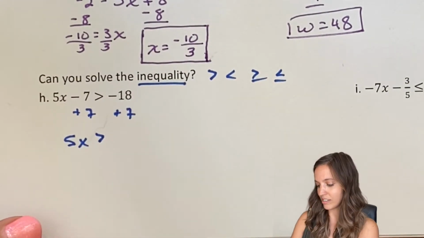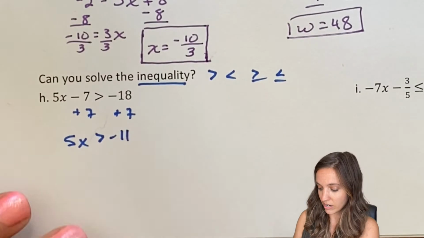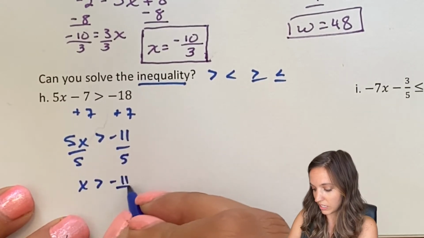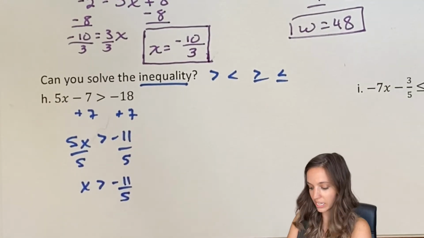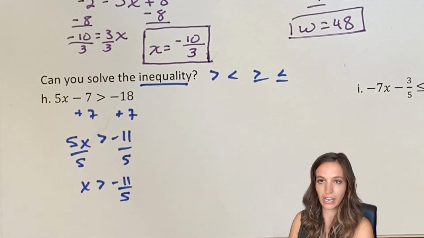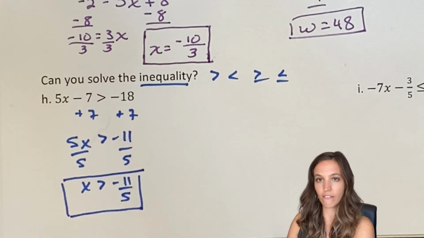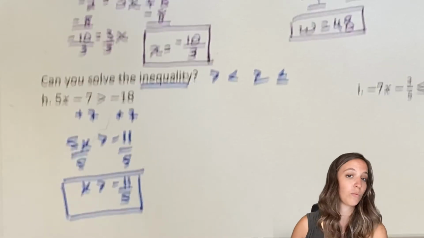Negative 18 plus 7 is negative 11, and then I'm going to divide off my 5 and get x is greater than negative 11 over 5. I don't have to do anything special because I wasn't dividing by a negative sign there, so I'm just going to get x is greater than negative 11 over 5, and then next lesson we'll learn how to plot that on a number line.